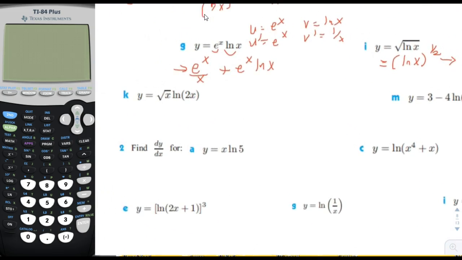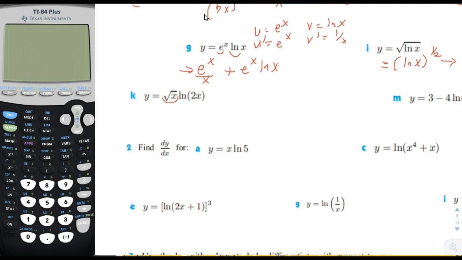What about k? This is a product, right? This is a product of two things we know how to take the derivative of. So let's say that u is equal to square root of x, also known as x to the 1/2. u dashed is equal to 1/2 x to the negative 1/2. v is equal to natural log of 2x.